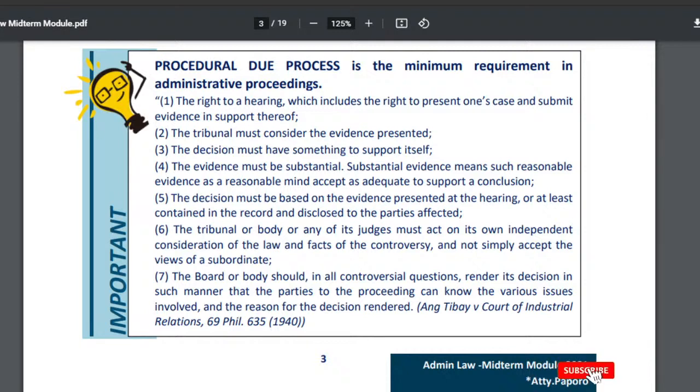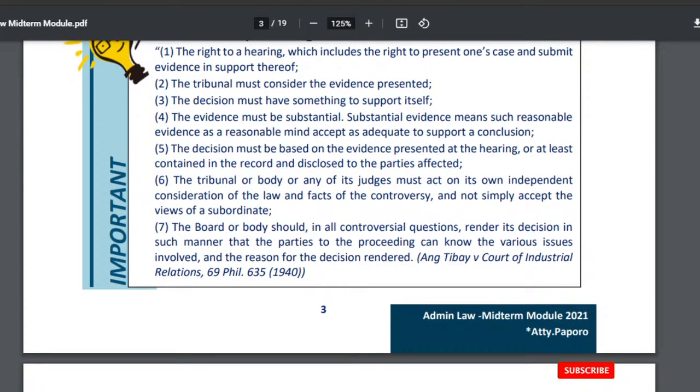What were the evidence that you used in achieving or arriving at a particular decision? So this actually is the seventh of the cardinal rights in due process, procedural due process. Now, minimum requirement again, highlight the minimum requirement in administrative proceedings. They were laid down in the case of Ang Tibay versus Court of Industrial Relations, 69 Philippines 635, in 1940.